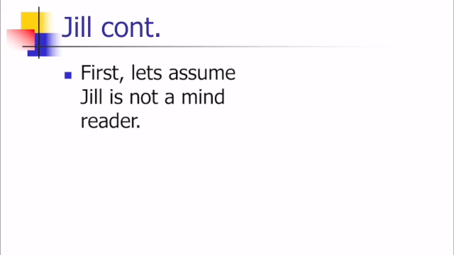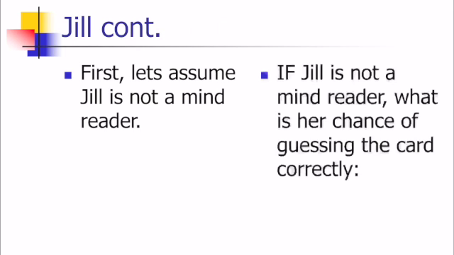So first off, we need to assume Jill is not a mind reader, right? Maybe even mind reading is not possible. Next, if Jill is not a mind reader, what is her chance of guessing the card correctly? There are 5 different cards, and she's only going to pick one, so she's got a 0.2 or 20% chance of randomly guessing the card correctly.